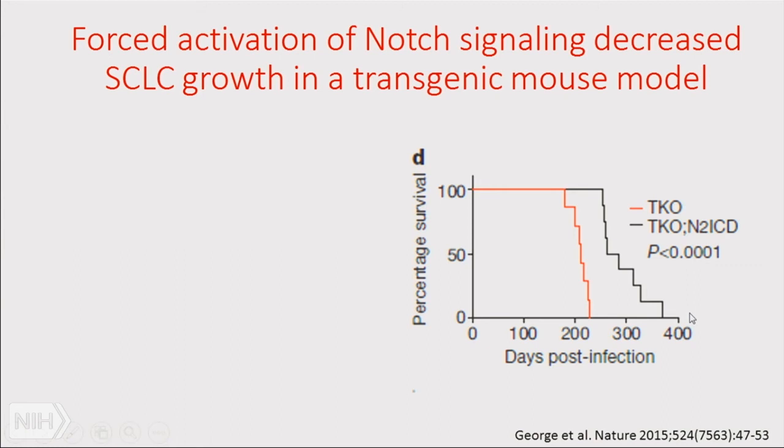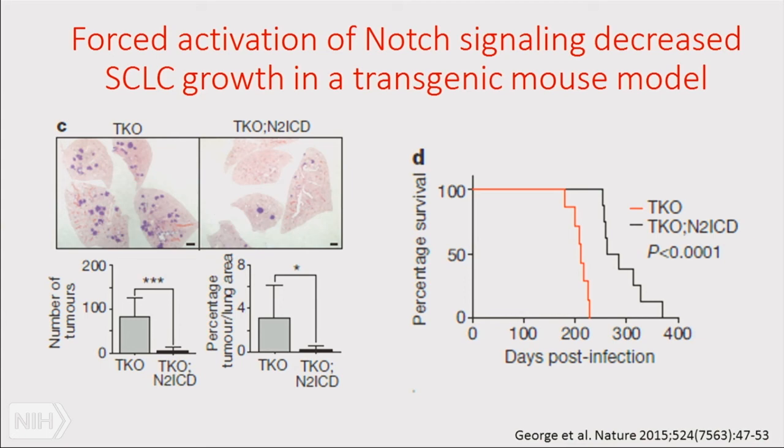All right. To explore the role of Notch signaling in small cell lung cancer, the authors of the Nature paper established transgenic mice that can overexpress the Notch 2 intracellular domain, so that Notch signaling is constitutively turned on in these mice. Here it shows the formation of small cell lung cancer in the transgenic mouse model with three genes knocked out, including P53, RB1, and RB-like 1.